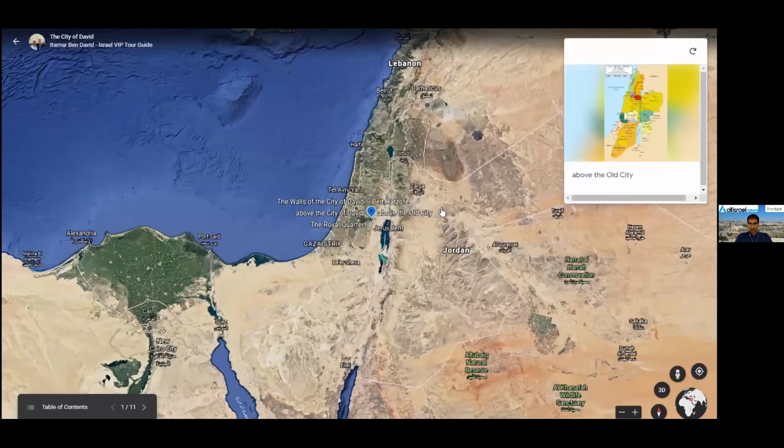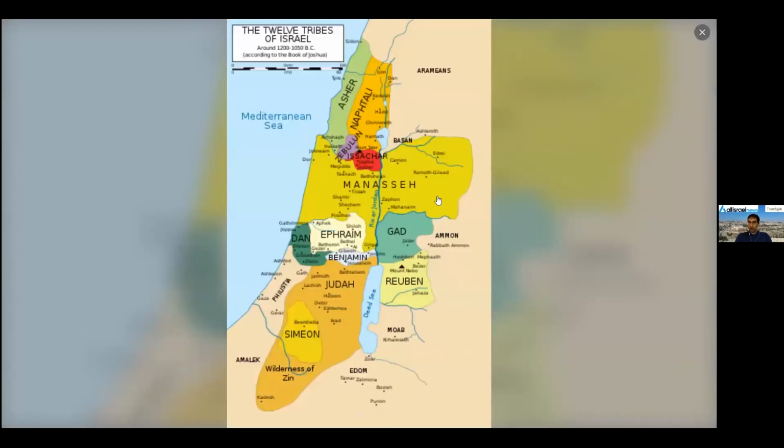Just before we continue, I wanted to show you the map of the tribes, okay? The map of the 12 tribes, the children of Israel, sons of Jacob. And if you look carefully, you'll see that Jerusalem is right in the middle.